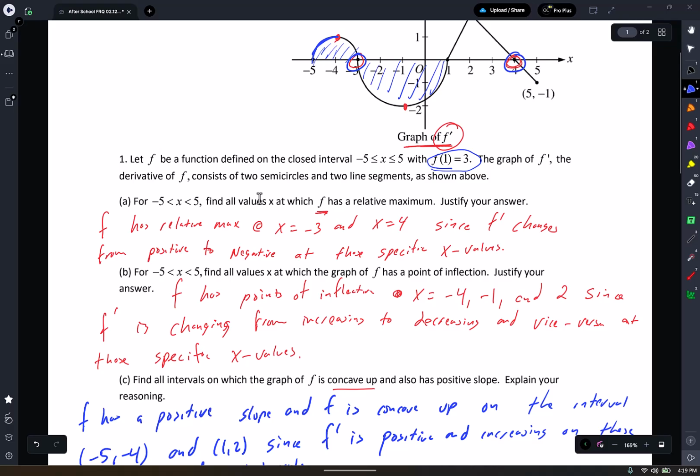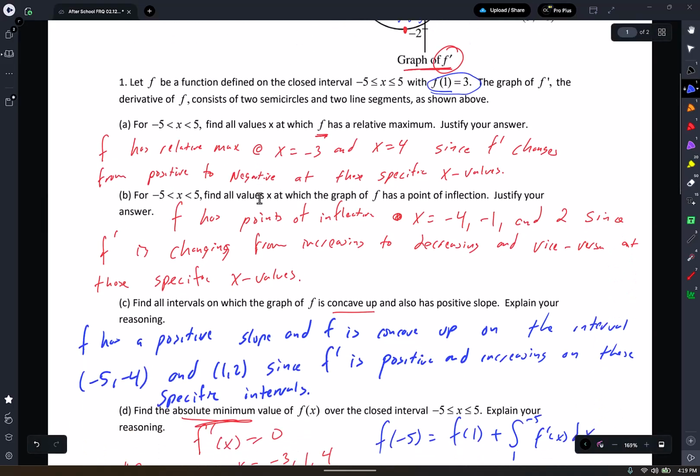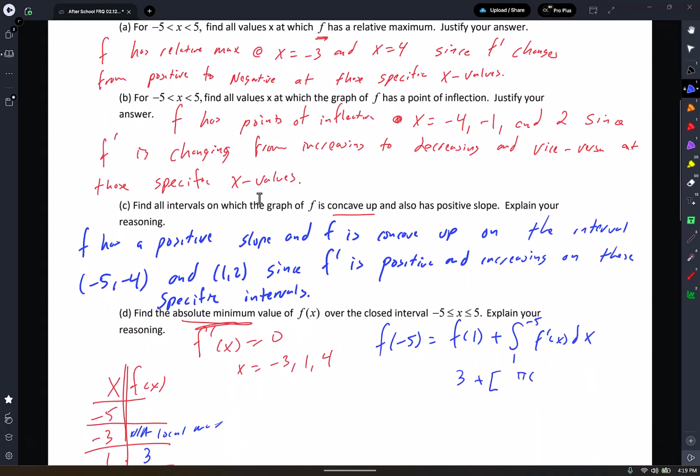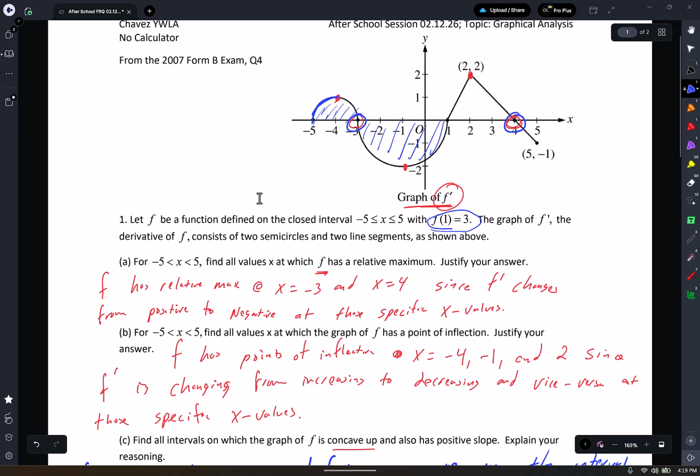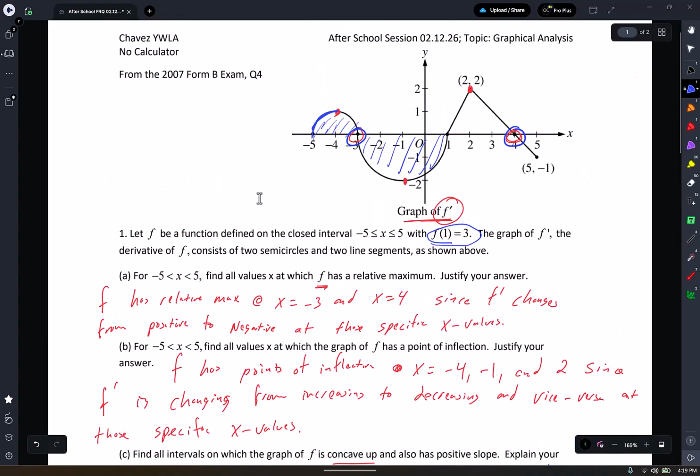So from 1 to -3, since I'm going backwards, that's going to be positive because it's below the x-axis, but I'm going backwards. So I'm going to go pi times my r. The radius of that is, does it look like 2 to you? So 2 squared divided by 2. And then this area here for this semicircle, let me turn it to burnt orange. That one's going to be negative because it's above the x-axis, but I'm going backwards. Does that make sense?